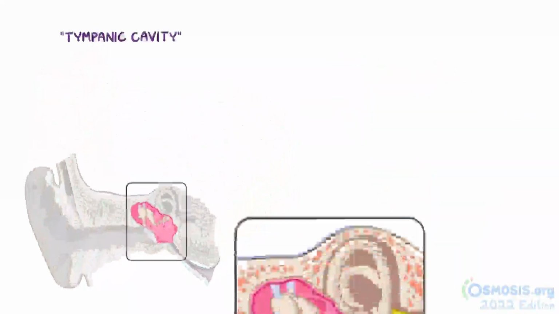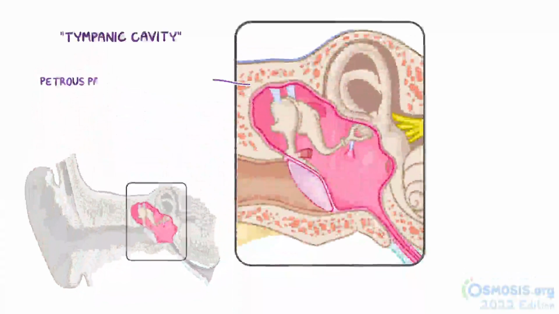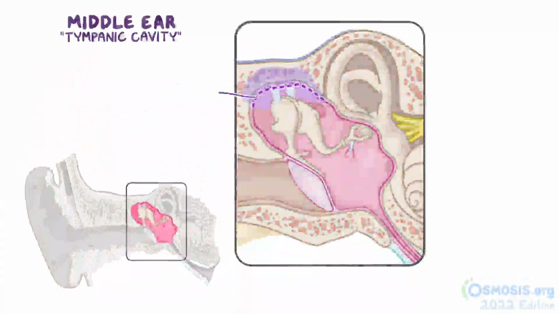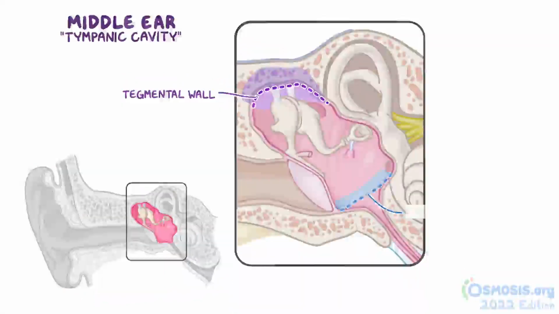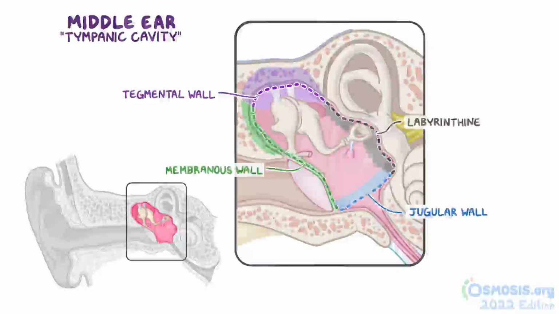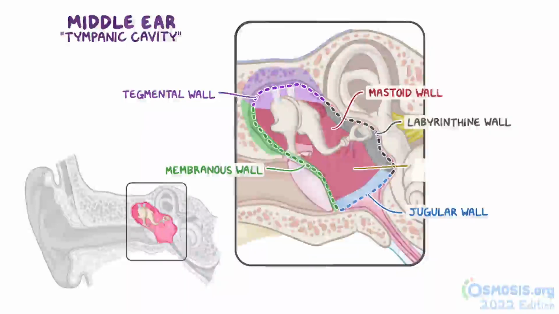The middle ear, also known as the tympanic cavity, is a hollow chamber found in the petrous part of the temporal bone. The middle ear has 6 sides: the tegmental wall, or the roof, the jugular wall, or the floor, the membranous lateral wall, the labyrinthine medial wall, the mastoid posterior wall, and the carotid anterior wall.